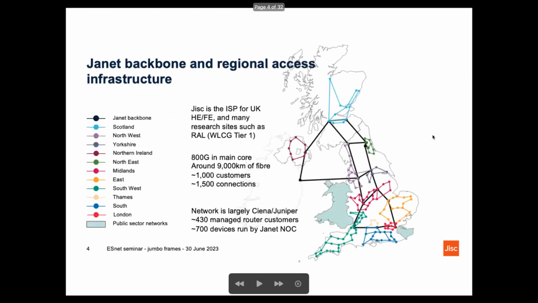And our network is obviously a little bit smaller than many in the US, but we have 8 main core points of presence. The black part of the network there is running at 800 gig in the south, up to about 200 gig in the north. It's more in the south because that's where most of our external connectivity and peerings are, and so most of the traffic is going in and out there. About 9,000 kilometers of fiber and about 1,000 sites that we connect there.